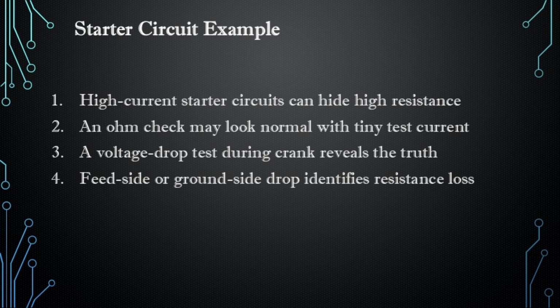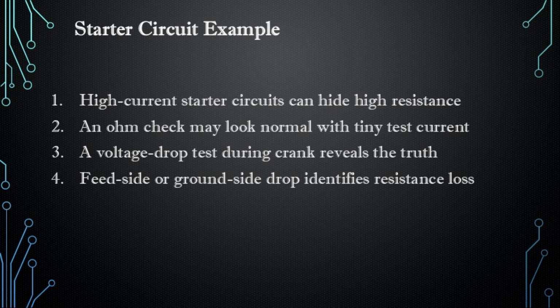Slide 12, starter circuit example. Now let's apply that to a high current automotive example. The starter circuit. Starter circuits can hide high resistance very effectively if the wrong test method is used. An ohm check on a starter cable may look acceptable because the ohmmeter applies only a very small test current. Under that tiny current, the cable may appear fine.